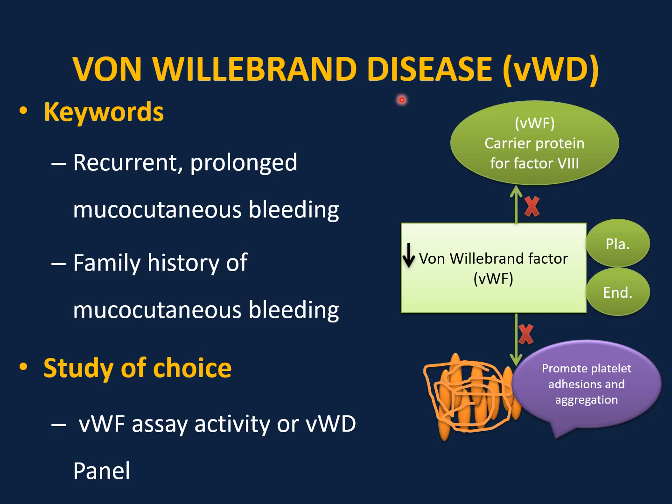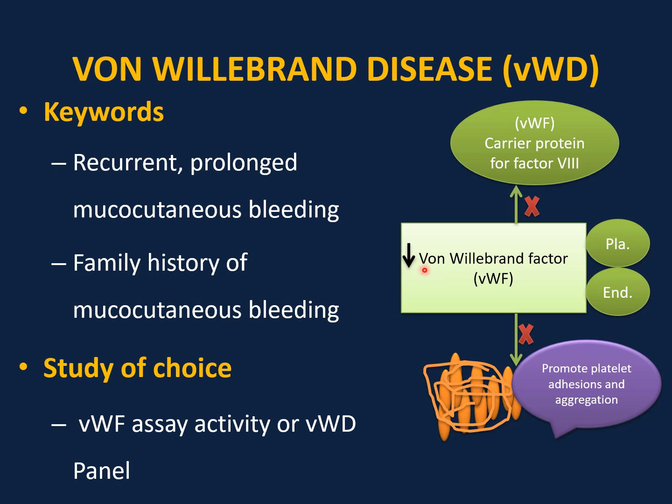Von Willebrand disease. The key words for this disease: when you have a personal history of recurrent prolonged mucocutaneous bleeding, for example epistaxis or menorrhagia, excessive and prolonged menstrual bleeding. Also family history of mucocutaneous bleeding. So when you have these key words, the next step is to do the von Willebrand factor activity assay or von Willebrand disease panel.